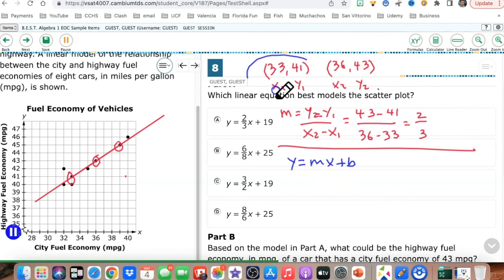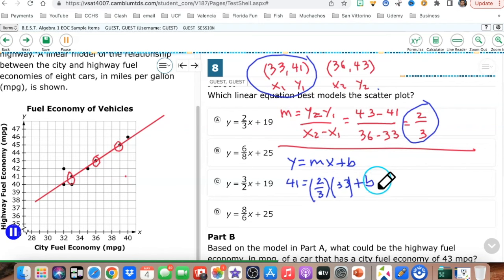Let's use this point and let's use the slope. So y is 41. My slope is 2/3. Be careful, you multiply times the x, and the x is 33 plus b. Okay, and the only variable here that you have to solve for is b. Now let's make this a fraction and let's keep going. 41 is equal to, how do I multiply fractions? Top with top, which is going to give me 66 over 3 plus b. Then you simplify, and let me keep 41 here.